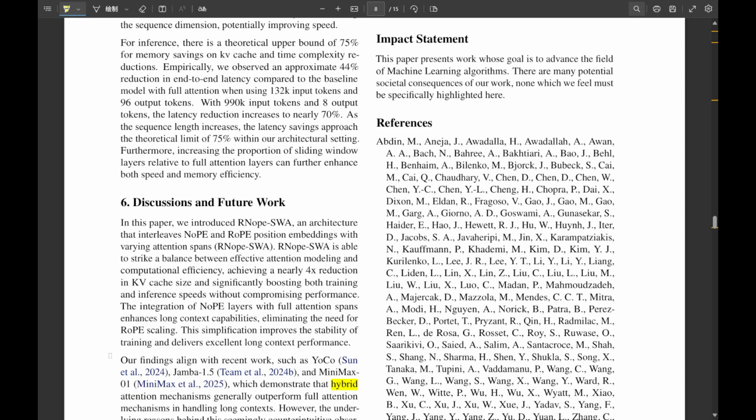This paper, it really feels like it could redefine how we approach building LLMs for these extreme context lengths, doesn't it? I think so. And it adds to a growing body of evidence. Yeah. You mentioned other models like YoCo and Jamba 1.5, suggesting that these kinds of carefully designed hybrid attention mechanisms might generally outperform just trying to scale up full attention. It challenges that old assumption that just more attention everywhere is always the best path. Maybe specialization is key. It seems that way.